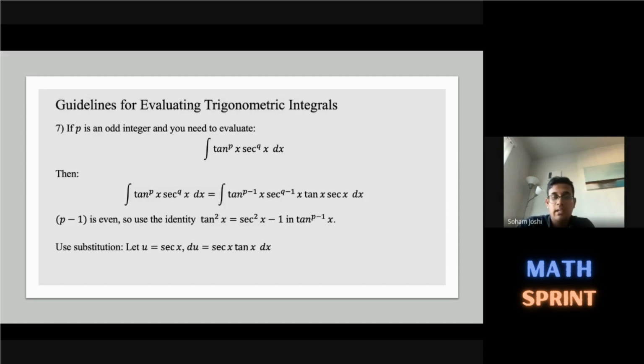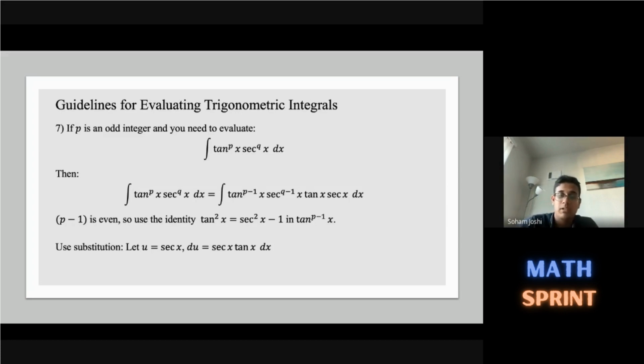Now, suppose p is an odd integer. q is an integer, but whether it's even or odd does not matter. We need to integrate tan x to the power of p times sec x to the power of q with respect to x. So what we do is we factor both tan x to the power of p and sec x to the power of q. The integrand becomes tan x to the power of p − 1 times sec x to the power of q − 1 times tan x times sec x. Since p is odd, p − 1 is even. So we employ the identity tan²x = sec²x − 1 in tan x to the power of p − 1.